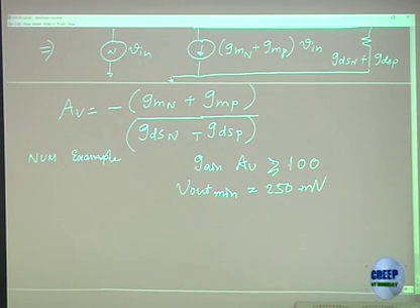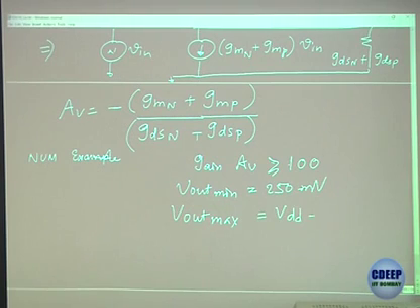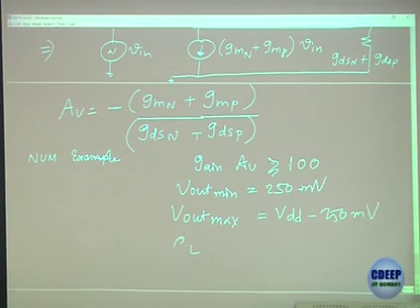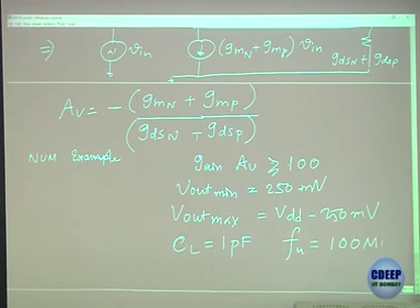So V out minimum is 250 millivolts, and V out maximum is also VDD minus 250 millivolts. CL is equal to 1 picofarad and FU is equal to 100 megahertz. This is your unity gain frequency. And the circuit is again the same.